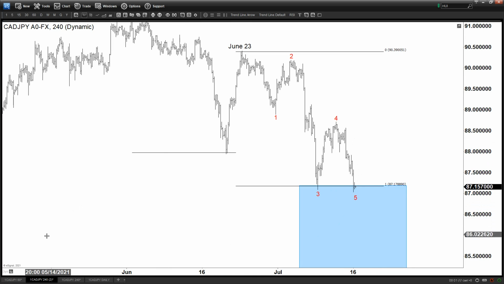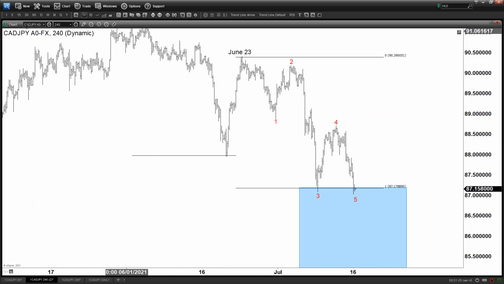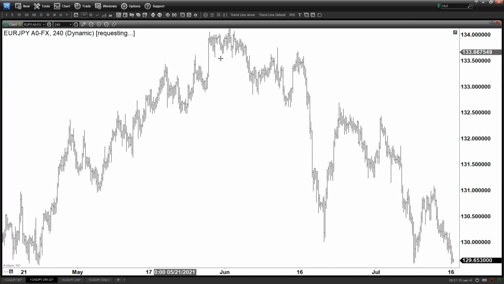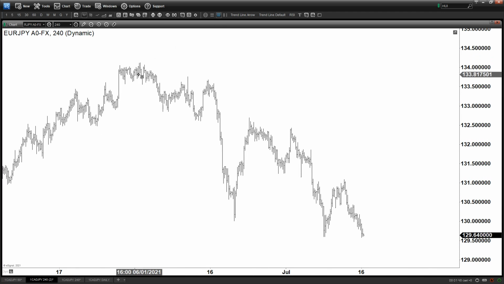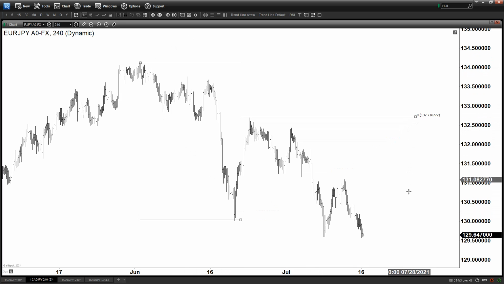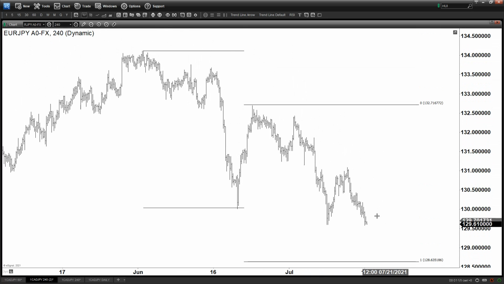As to the reason why it is still possible to see extension lower like this, like we expect, it is because if you look at other yen pairs, because they're all correlated instruments, such as, for example, let's take a look at the euro yen. Now you notice here from the same peak in June, the same peak, June 1st, if you measure the same extension, it has not reached the 100%. So we can still see more downside. More downside in the euro yen can mean more downside in the Canadian dollar yen.